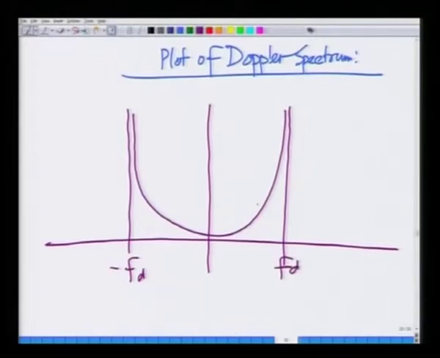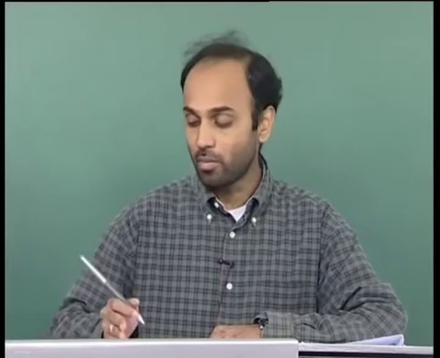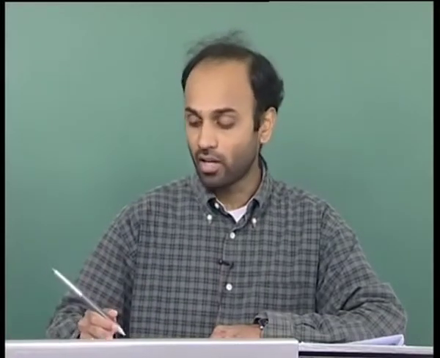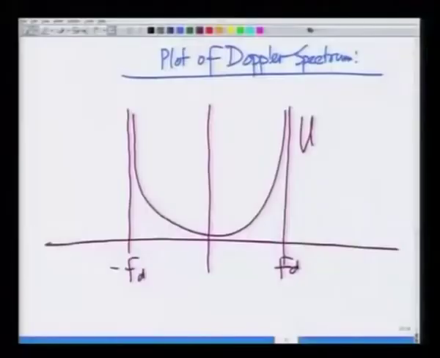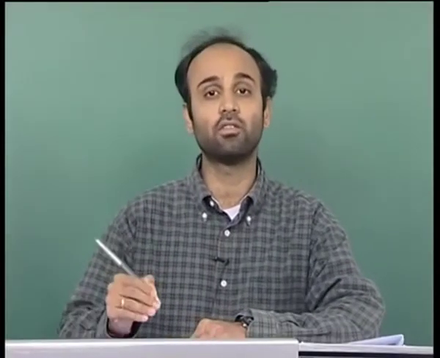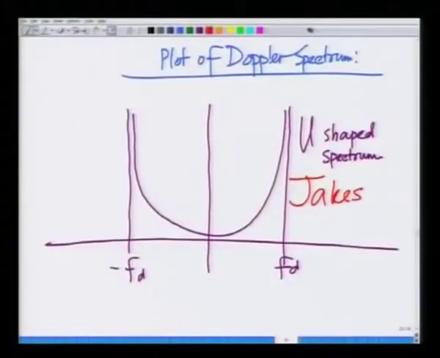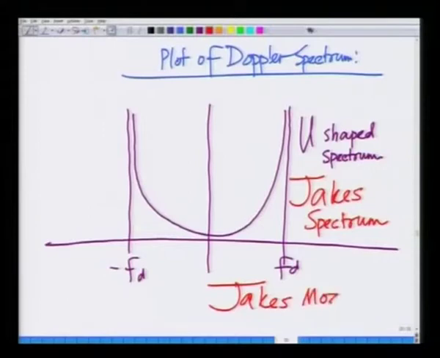It is limited between minus f d and f d, hence at f d and minus f d it shoots up to infinity, hence this is a U shaped spectrum. This also has a name; it is very popular in the context of 3G, 4G, and even 2G wireless communications. This is known as the Jakes spectrum. This model is known as the Jakes model of a wireless communication channel.